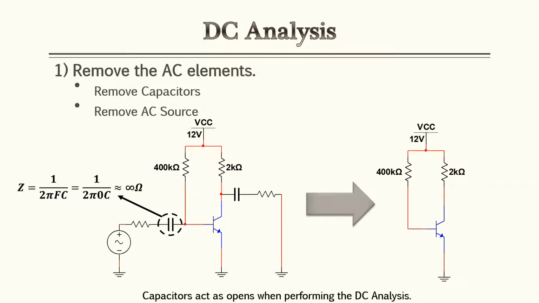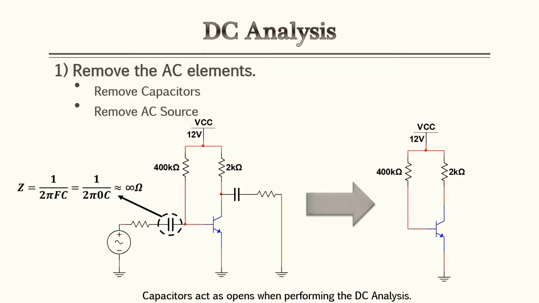Okay, now we're getting to the meat and potatoes of the lesson, the DC analysis of a BJT. For this lesson, we're only focused on the DC analysis because you have to learn how to do that before you go to the AC analysis or the small signal model. So we're going to go through the steps of how to perform the DC analysis. Step one, we're going to remove the AC elements from our circuit. This includes removing your capacitors and your AC source.